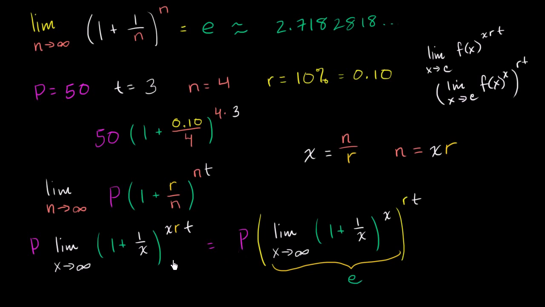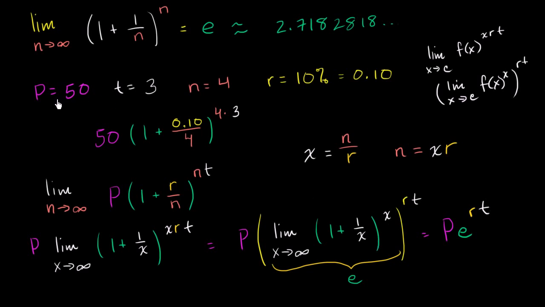So we can write this, and this is exciting. This is a formula for continuous compounding interest. If we continuously compound, we're going to have to pay back our principal times e to the rt power. So let's do a concrete example here.